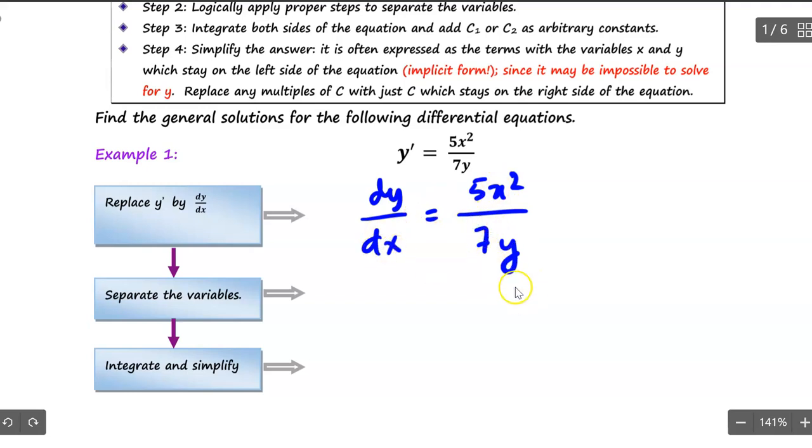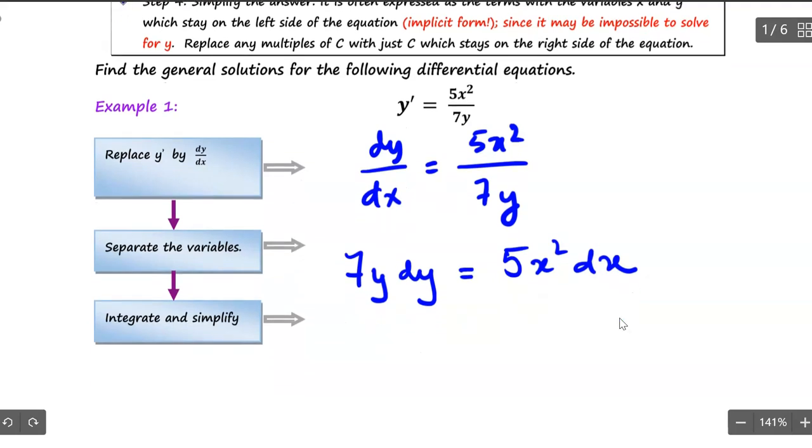Okay, so the term with y, which is 7y, will somehow associate with this dy. So what you can do is cross multiply. When I cross multiply, I end up with 7y times dy equal to 5x squared times dx. Now you see that you have x squared with dx, and you have y with the dy.